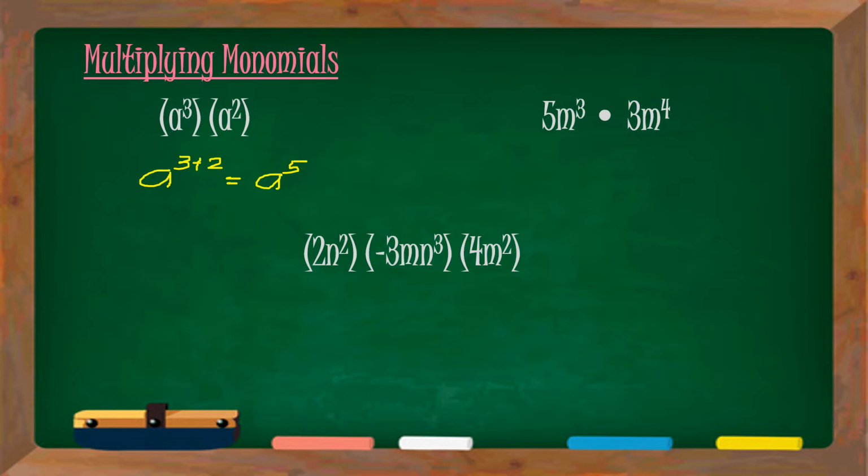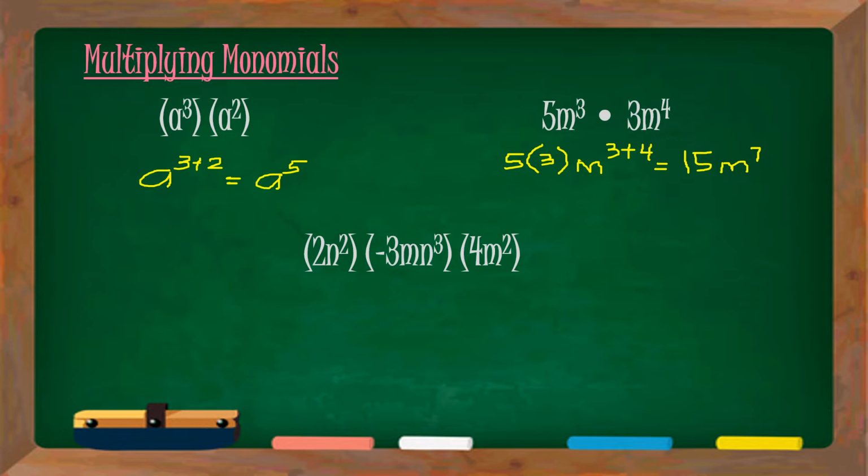So, kung meron tayong constant, we are going to multiply the constant. So, here we have 5 times the other constant na base, which is 3. Then, our variables is the variable m. Yung unang m is to the third power, yung pangalawa ay to the fourth power. So, i-plus natin yung exponent. So, start tayo sa multiplying the numbers or the constant. 5 times 3 is 15. Then, yung base m is to the 7th power. So, we have 15m to the 7th power.